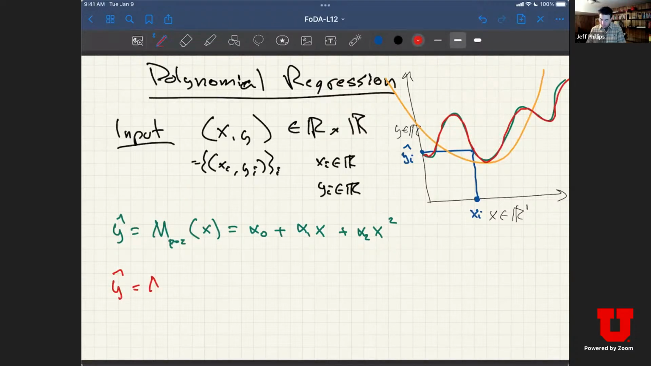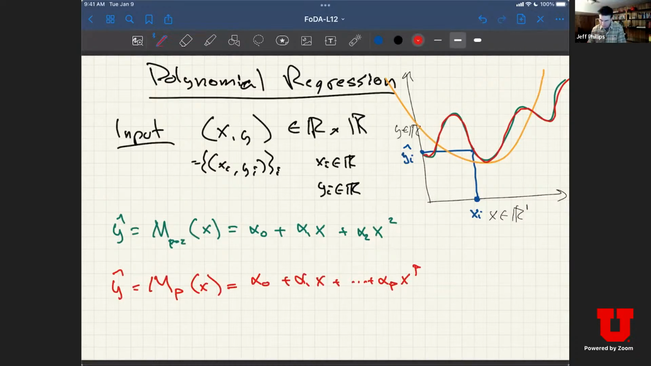In general, a model M_P of X, I could write as alpha 0 plus alpha 1 x plus up to alpha p of x to the power p. I can look at all of these different terms raised up to the pth power. So if I raised up to like the 8th power, maybe I can get something like that red function. If I raise it to a high enough power, I can get a pretty curvy function here.